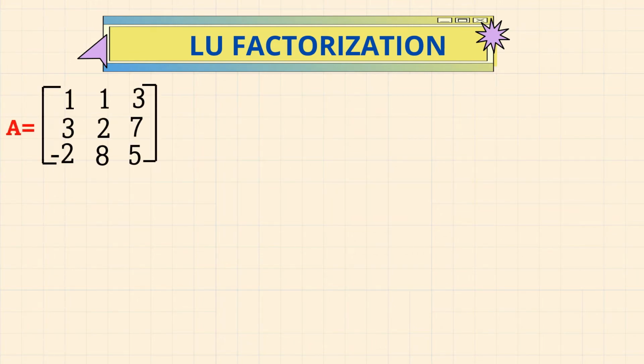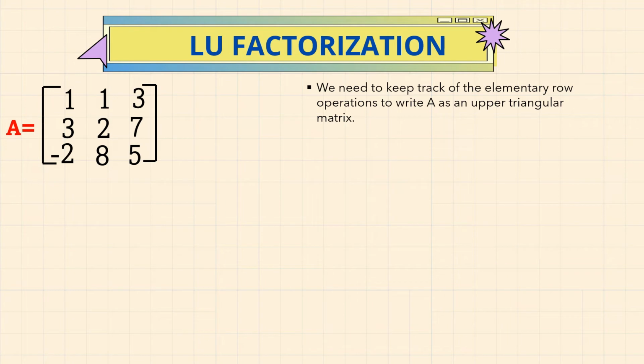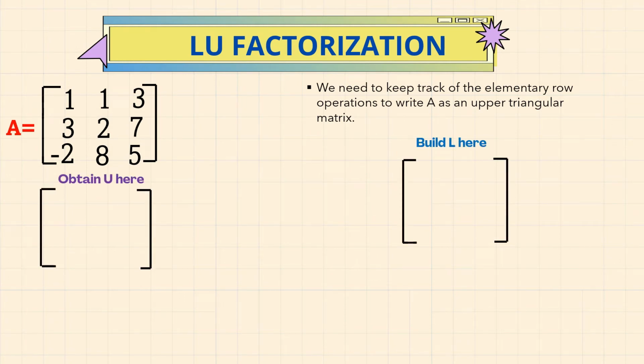Okay, let's have some examples on how to solve the LU factorization or decomposition. Given the matrix A: 1, 1, 3, 3, 2, 7, negative 2, 8, and 5. Always remember that we need to keep track of the elementary row operations to write A as an upper triangular matrix. We're going to obtain U here and we're going to build L, the lower triangular matrix, with a format of 1, 1, 1 as our diagonal and the entries above the diagonal are all 0.